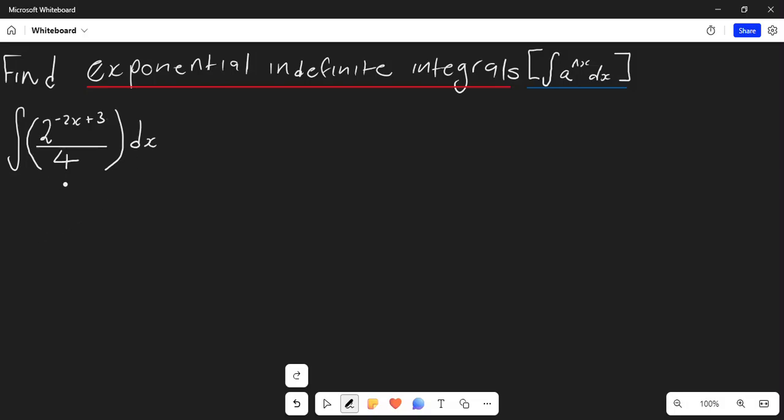So let's do this one, guys. Let's see if you are able to do this one. So before you do this one, guys, I would say first simplify this exponent here. As you can see, we have 2 to the power of negative 2x plus 3. So this exponent, you can separate it using the exponent law.